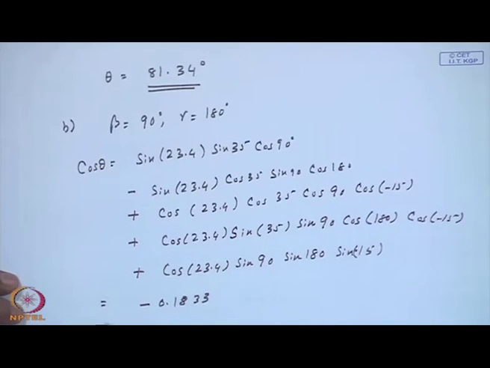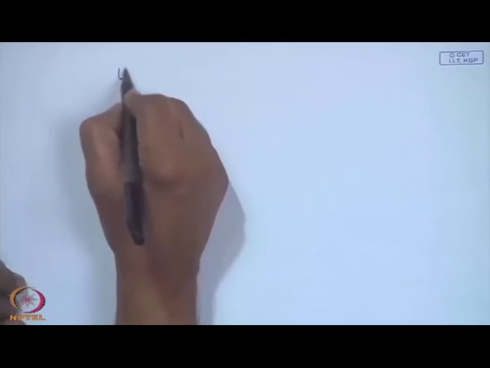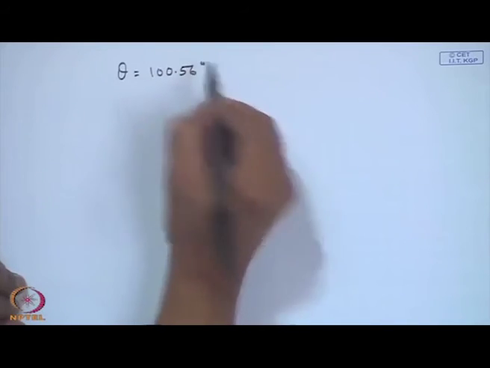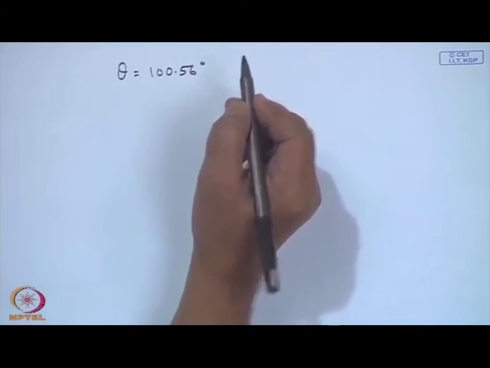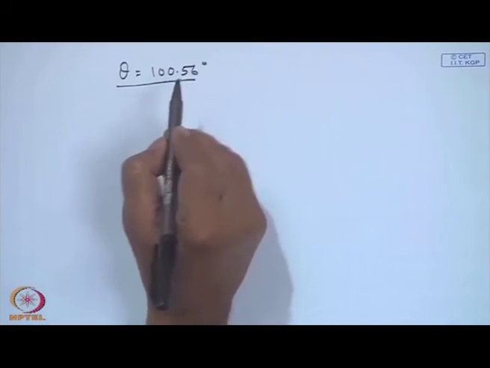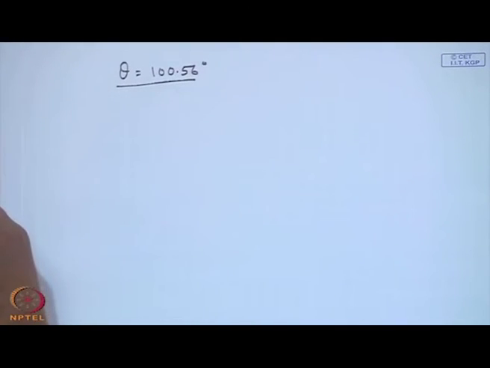So, theta, which essentially means if you have got a vertical surface facing north at 11 o'clock, obviously it will not receive any sunshine, which is indicated by theta being more than 90.